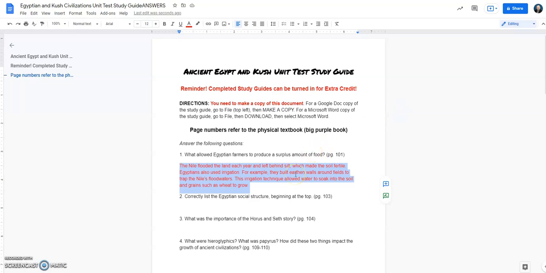Question number 2. Correctly list the Egyptian social structure from the top. That would be the pharaoh at the top. Remember, the pharaoh is considered a god, so he's obviously at the top all by himself. Then you have the priests, scribes, the merchants, and the farmers. And then even below the farmers, the very, very bottom would be the slaves, right? So there you go.